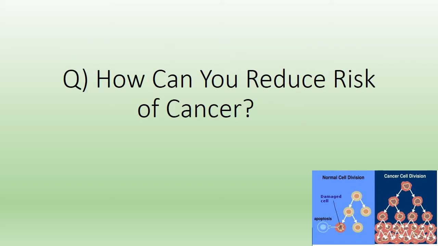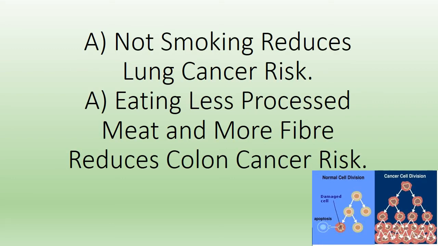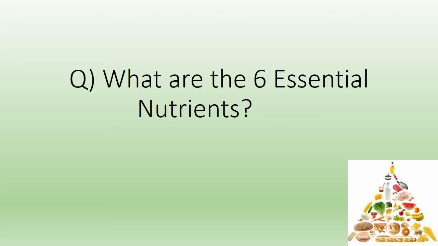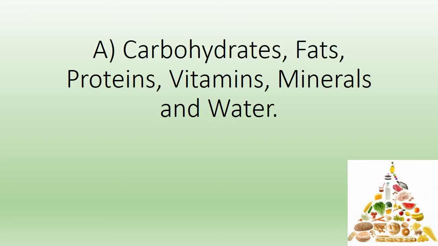How can you reduce the risk of cancer? Not smoking reduces lung cancer risk. Eating less processed meat and more fiber reduces colon cancer risk. Essential nutrients. What are the 6 essential nutrients? Carbohydrates, fats, proteins, vitamins, minerals, and water.